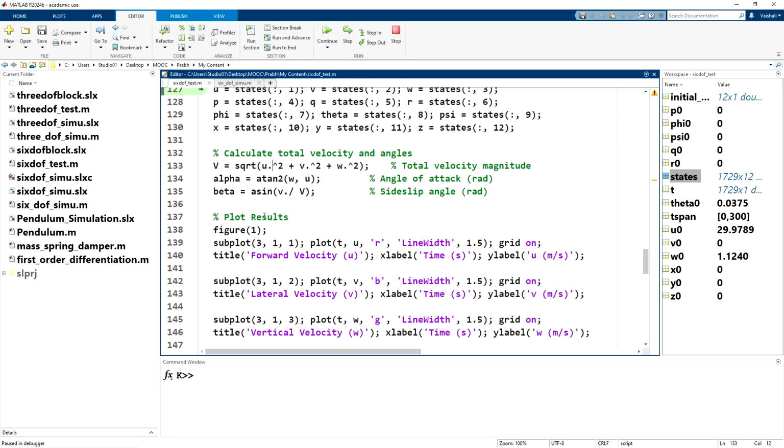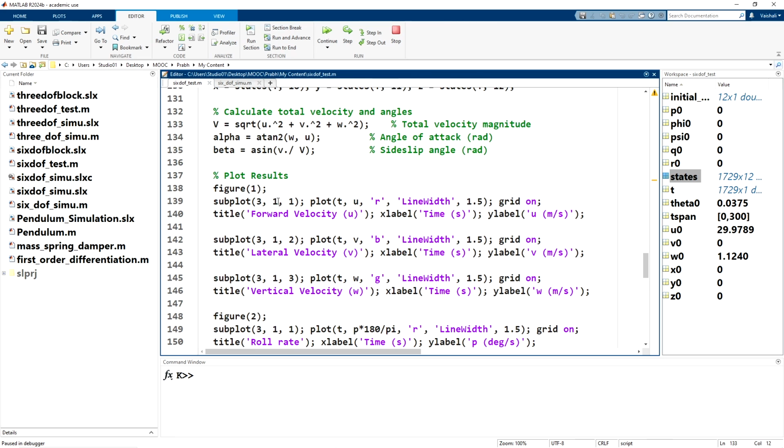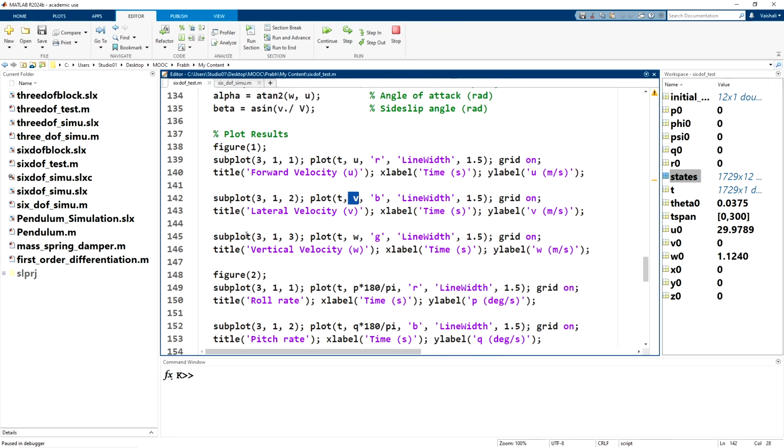Now finally we are ready for plotting the results. In figure 1 I have plotted subplots: t with u, then the second plot is with side velocity small v, and then the third is the downward component of velocity w. So figure 1 indicates velocity components in body axis.